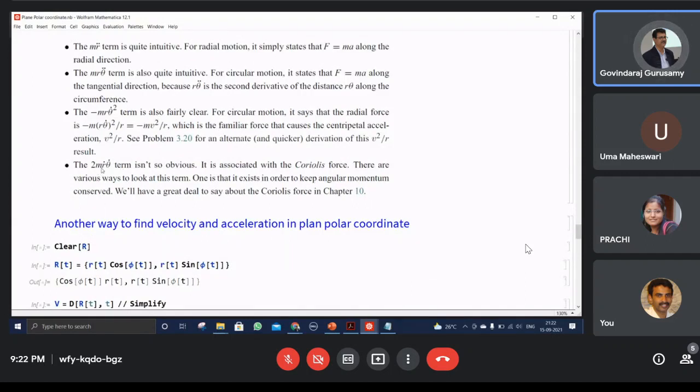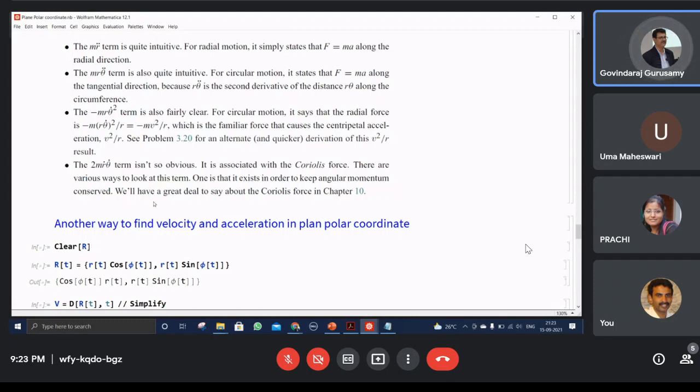So the 2m r dot theta dot term isn't so obvious. It's not obvious. This is associated with the Coriolis force. There are various ways to look at this term. One is that it exists in order to keep angular momentum conserved. We'll have a great deal to say about this in chapter 10. We are also going to learn a little more on this Coriolis force after some time. So this is the Coriolis term.